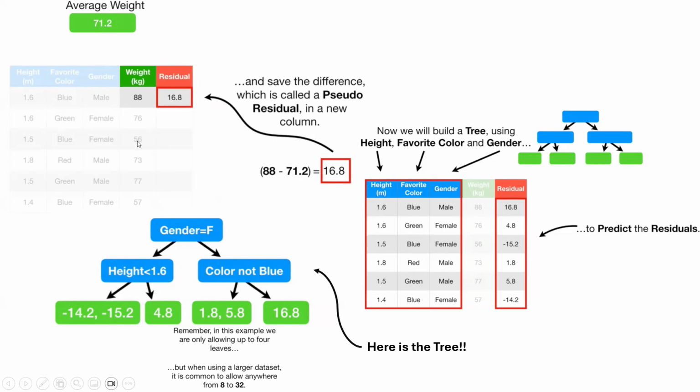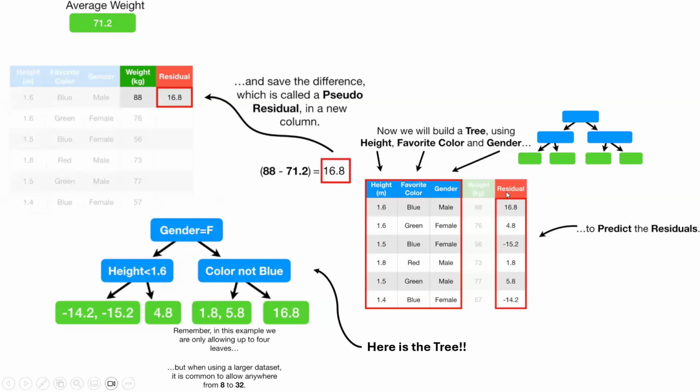Okay, look at this. 56 is the actual. We predicted that as 71.2. That becomes minus 15.2. Now the next step is we construct the tree using these variables and the residuals. Okay, instead of the actual weights, now we use the residuals to construct the tree. The residuals are the errors made by the first tree. So now we come up with a tree. Now we build a tree using these dimensions to predict the residuals.